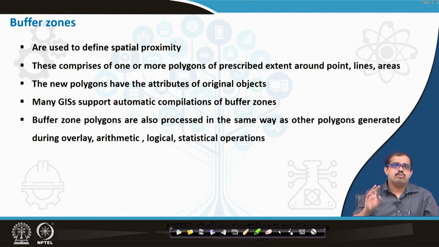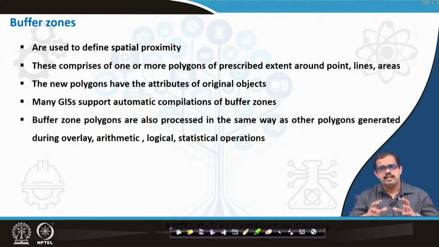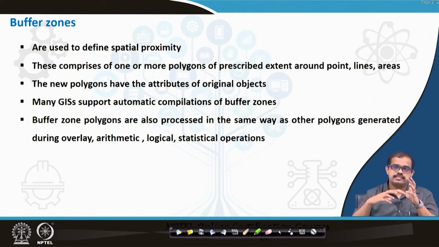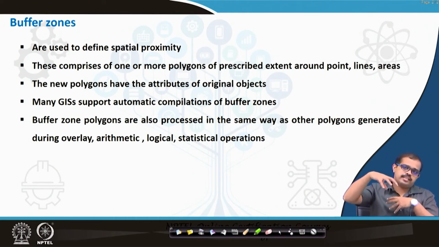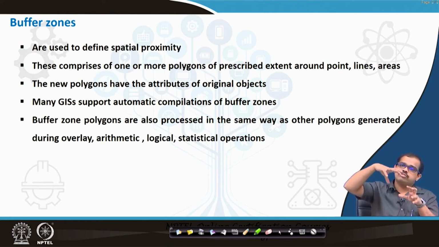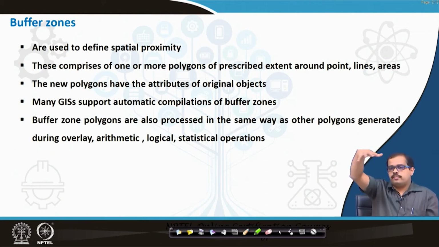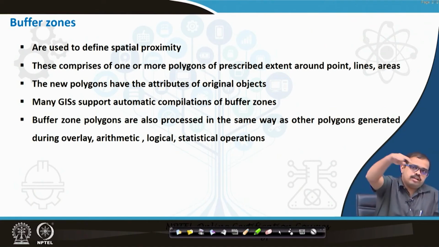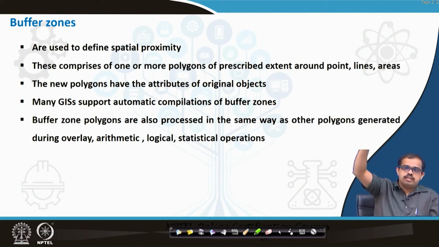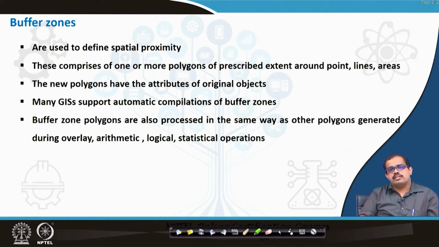Now, if you want to have buffer zones, it is actually defined as a spatial proximity. Let us say that there is a city, one city X. Now, I want to find out if the city has grown over its limit, a threshold of the urban growth. Now, I want to see how the city is actually spreading towards the outskirts. What I will do is draw a buffer of 1 kilometer. Now, I will see how much the city has grown in this 1 kilometer.